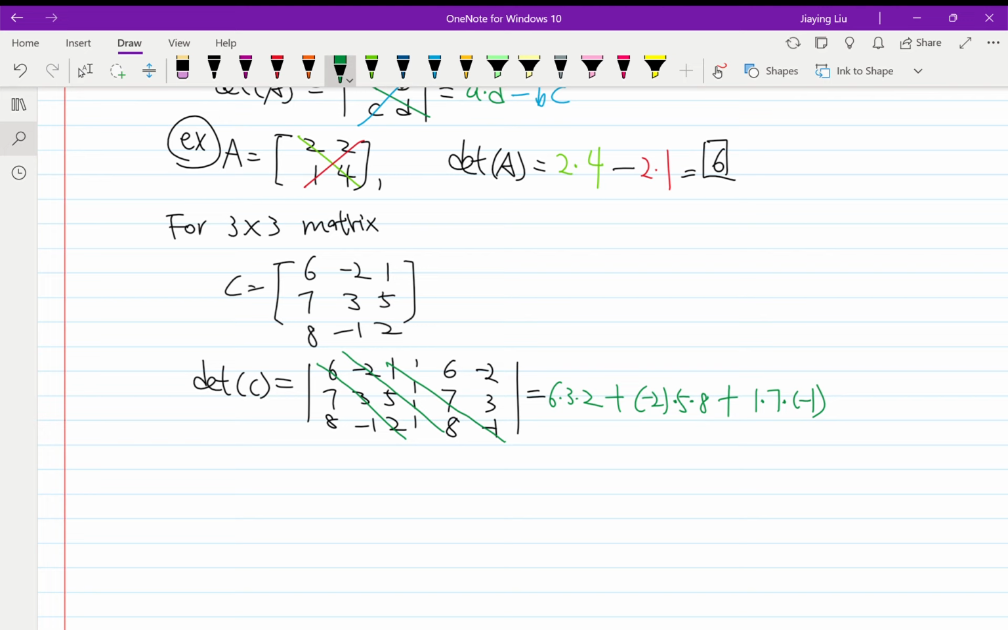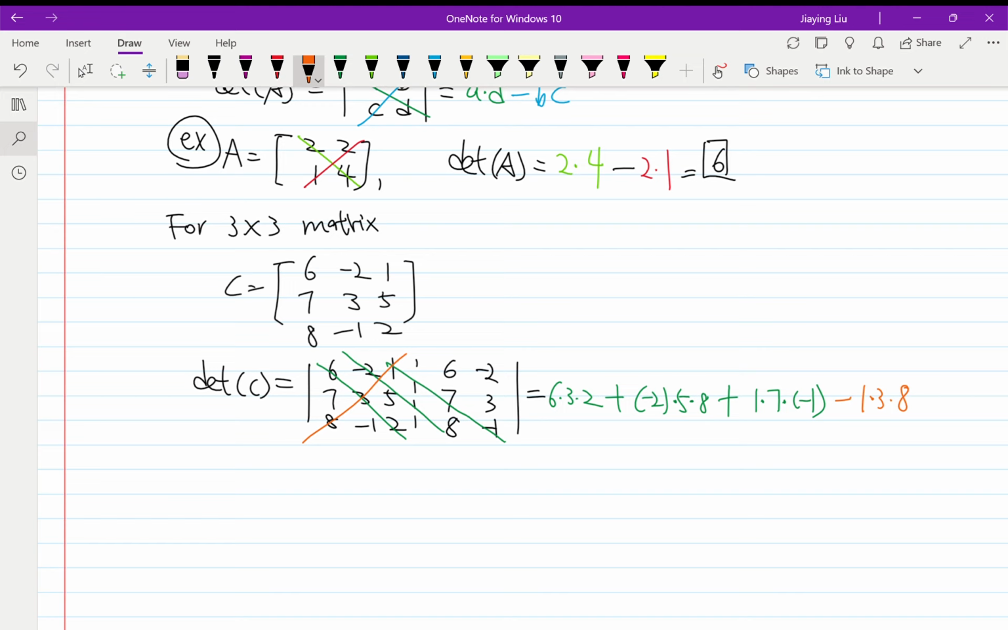Okay, so that looks good. And then we're going to draw forward slashes and subtract those products from what I have. So the first forward slash, not from the 6, not from the negative 2, 7, because they don't give us 3 numbers. It should be coming from the 1, 3, 8. That will give us the product. So minus 1 times 3 times 8.